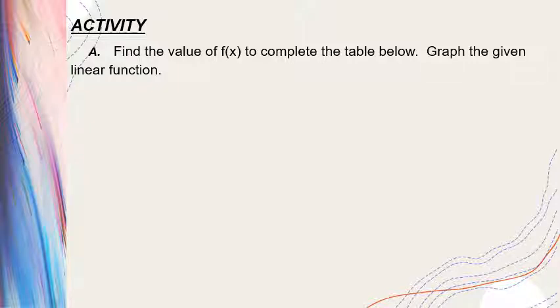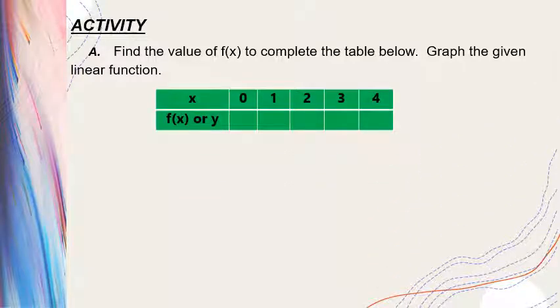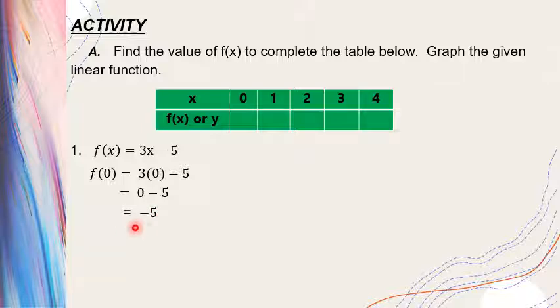Now for the activity. Find the value of f(x) and complete the table below. Graph the given linear functions. So this is the table we're going to complete using substitutions of the domain. The domain for x is 0, 1, 2, 3, 4. So f of x equals 3x minus 5. So that's the given. Let's try 0. x is 0, so 3 times 0 is 0, minus 5 equals negative 5. Therefore, we can write negative 5 here.